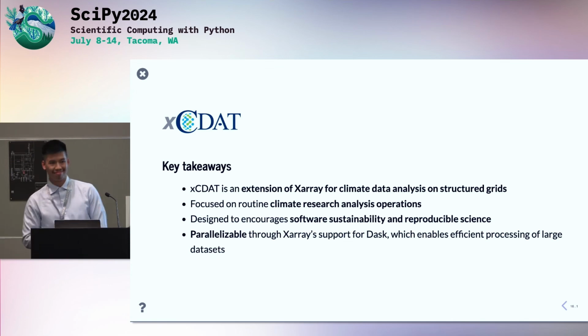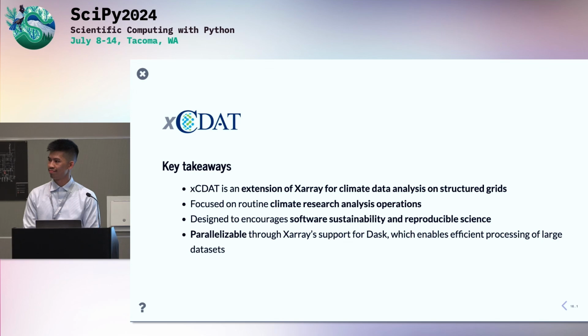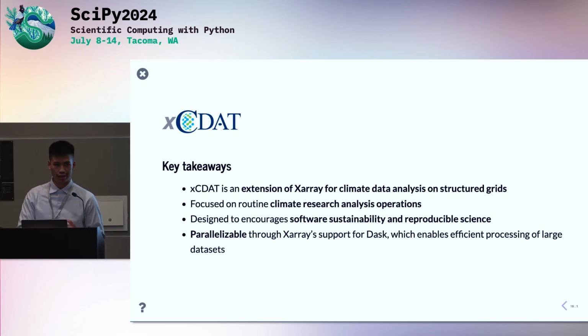So we have a question from online, from Kevin. Is there an expectation of regularly gridded data, or does this also handle irregularly sampled observations? So this is specifically structured grids. UXarray is a package I mentioned that is for unstructured grids. Anything rectilinear or curvilinear, that's what xCDAT handles. We try to keep it very scoped and focus on just structured grids.